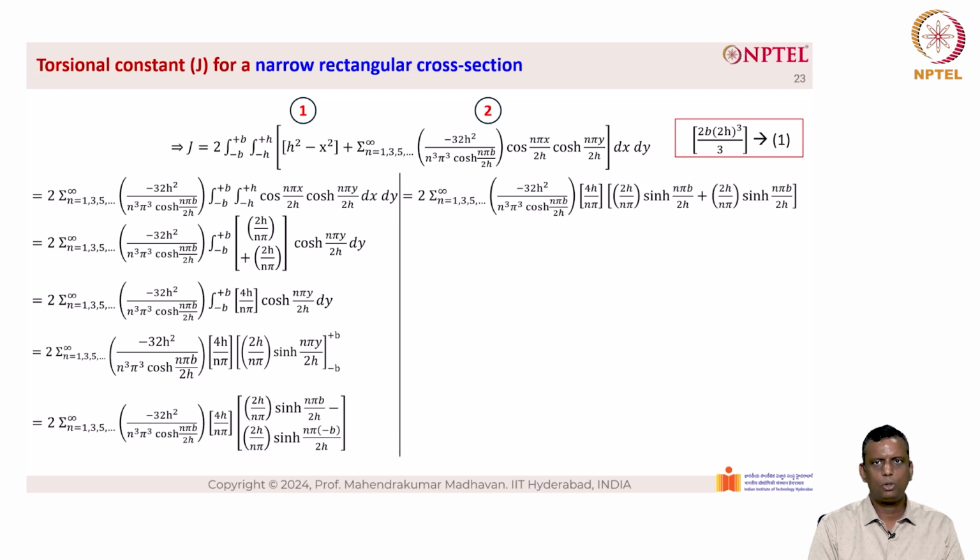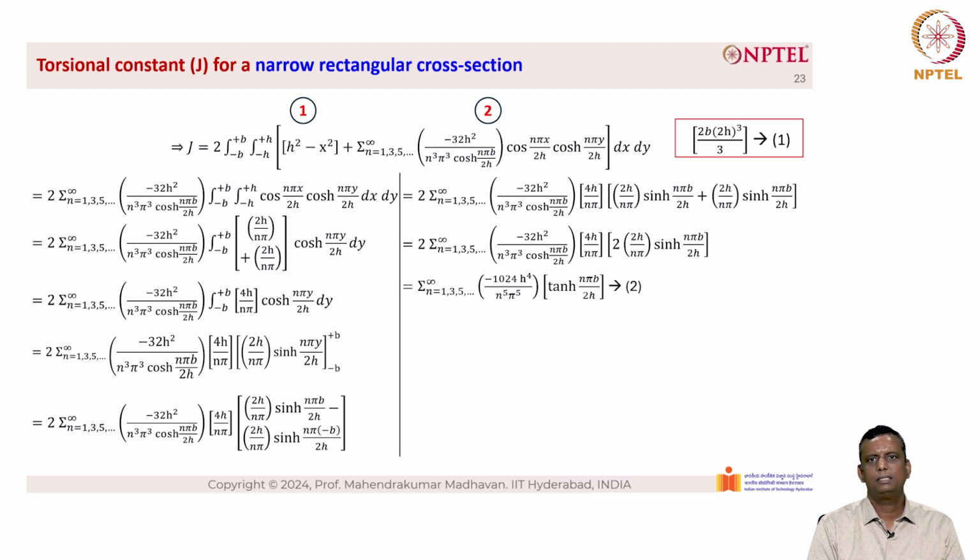So, when we do so and simplify this further, which you can see from the slides here, it's simple mathematics, and then we take sinh into n pi b by 2h divided by cosh n pi b by 2h as tanh n pi b by 2h. So, this becomes equation 2.